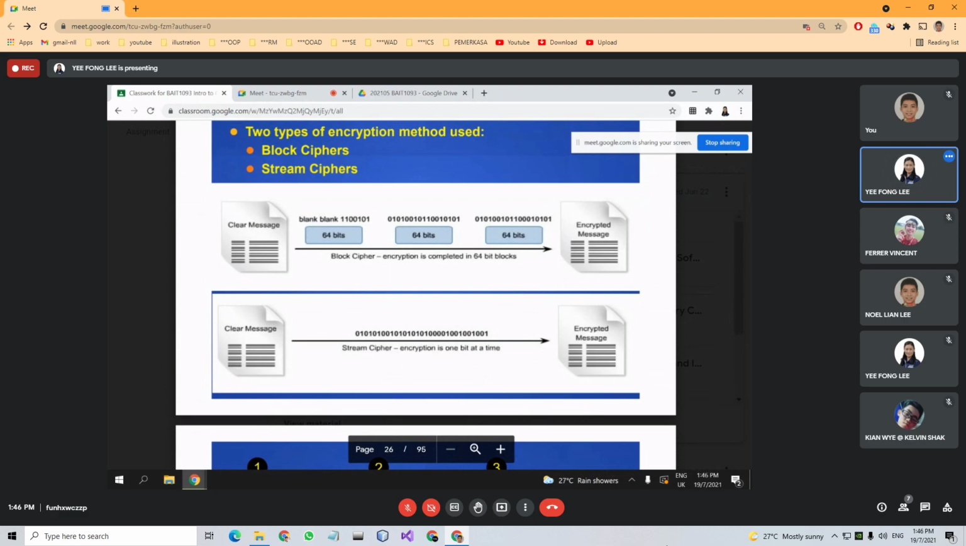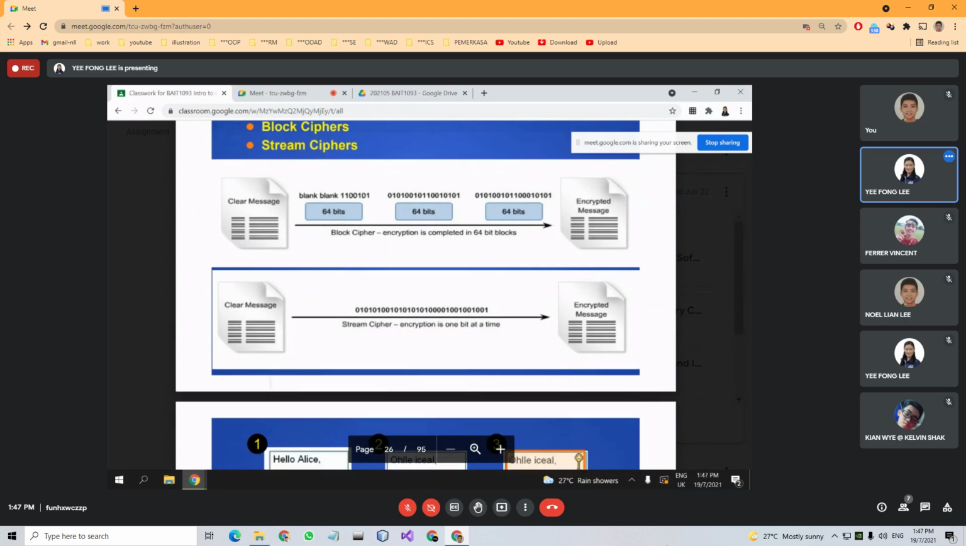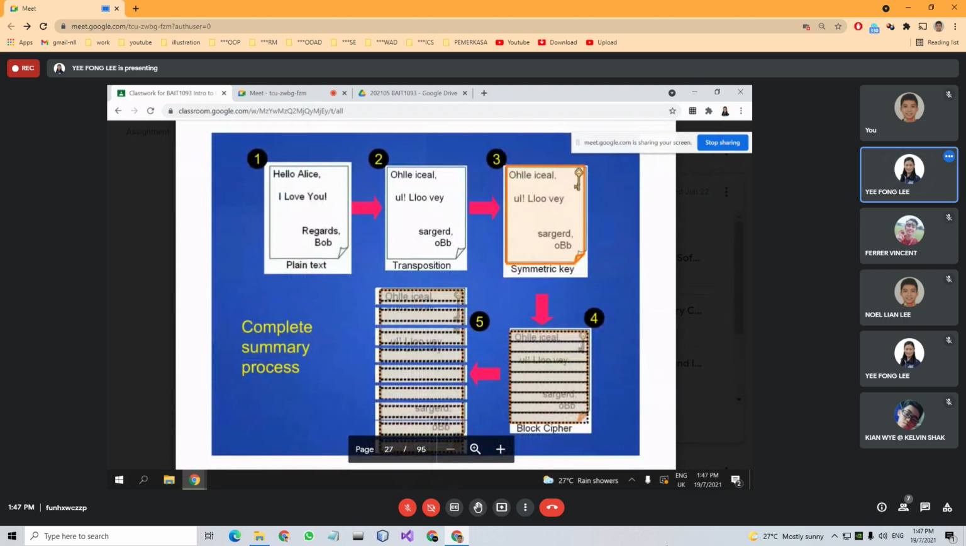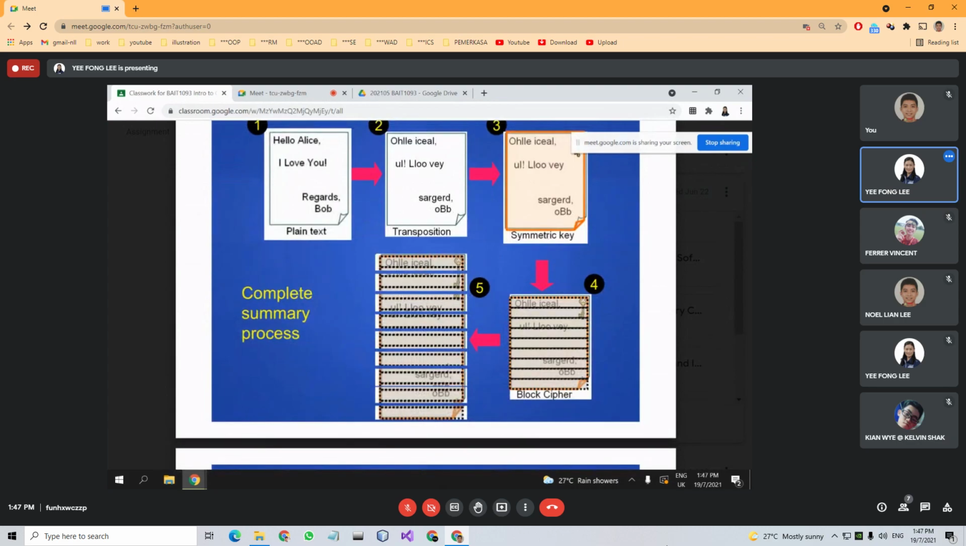So if by block, when in decryption, you reverse the encrypted message. So decryption block by block will be harder than bit by bit, because you have to wait for the whole block and then you decrypt the whole block together. So that will be harder. Okay. Let me see what else here. Complete summary of the process: plain text, symmetric key, block cipher, split into the same blocks and then send over.